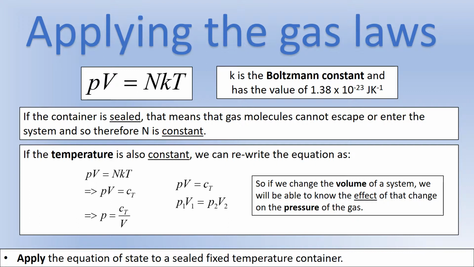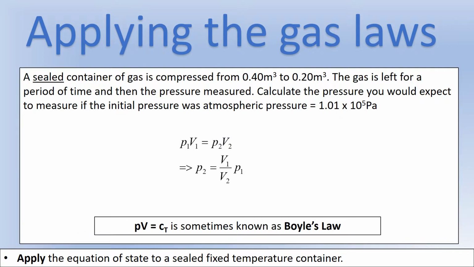So pressure times volume initially must be equal to the pressure times volume afterwards. So we can look at the effect if we change the volume of our system, what effect will that have on the pressure? So this is often known as Boyle's law. And let's have a look at a scenario we can use it.